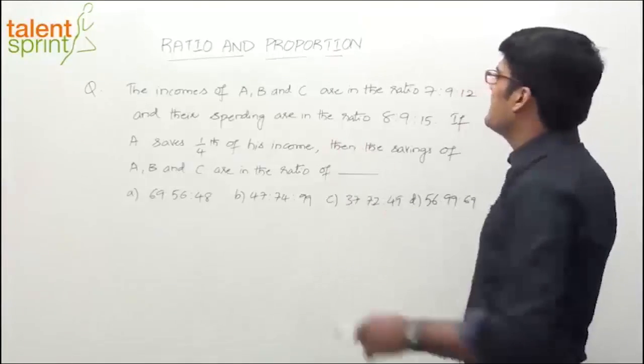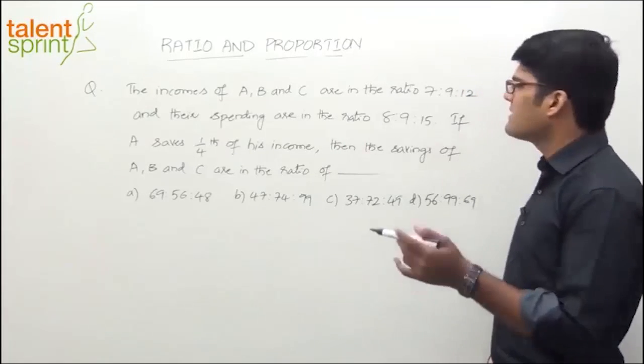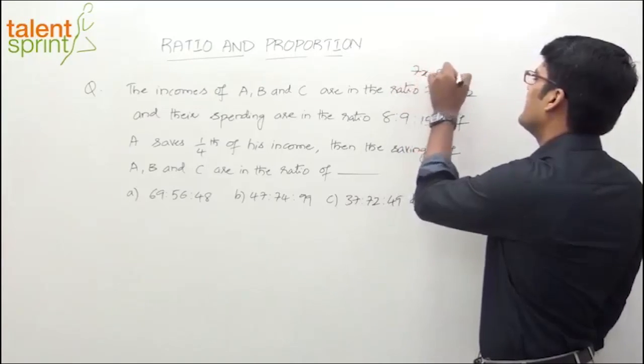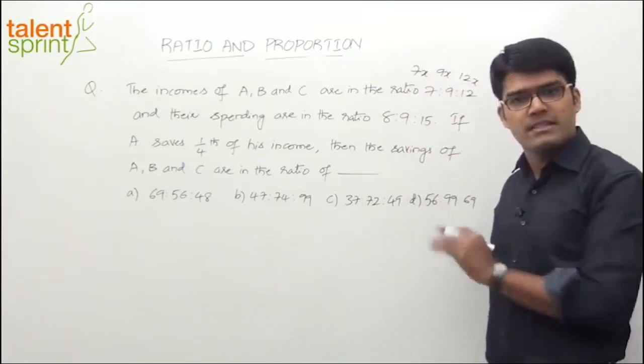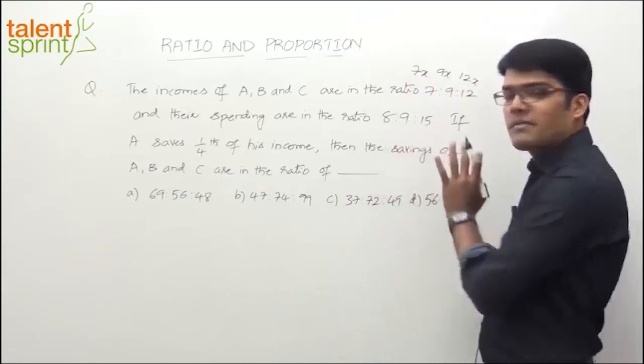Incomes of A, B, C are in the ratio 7:9:12. So income of A is 7 parts, income of B is 9 parts and C is 12 parts. Let's take it as 7x, 9x and 12x. These are the incomes. Their spendings are in the ratio 8:9:15.